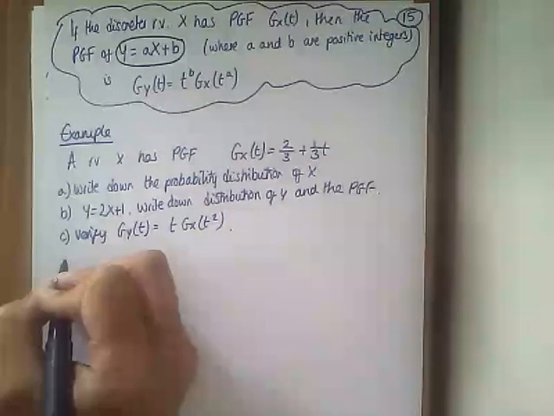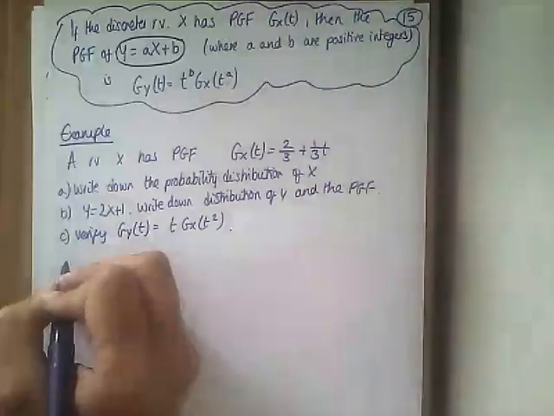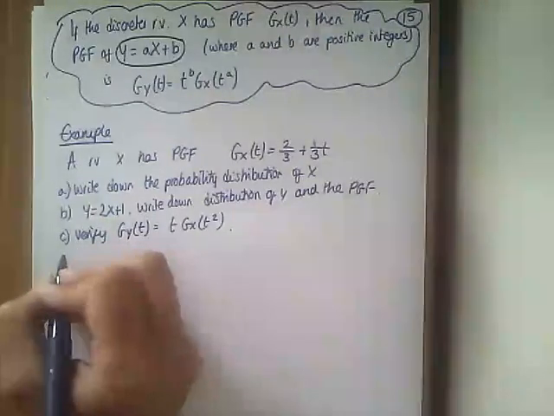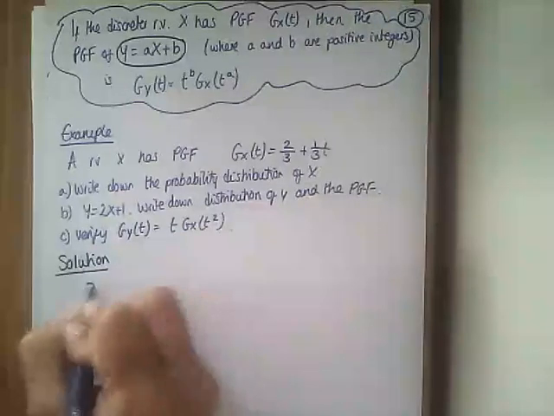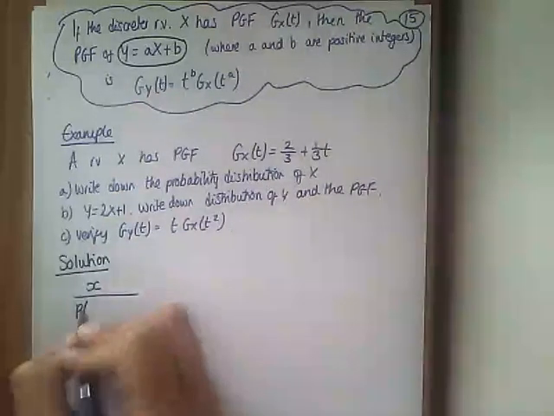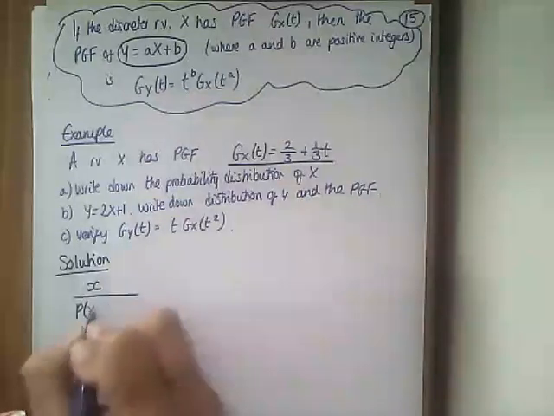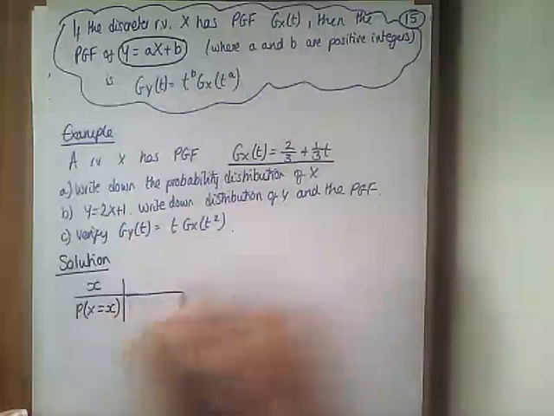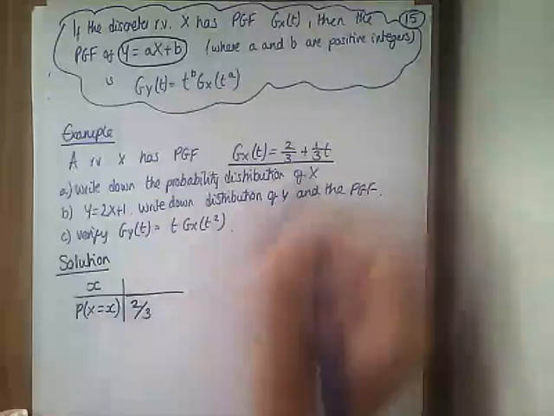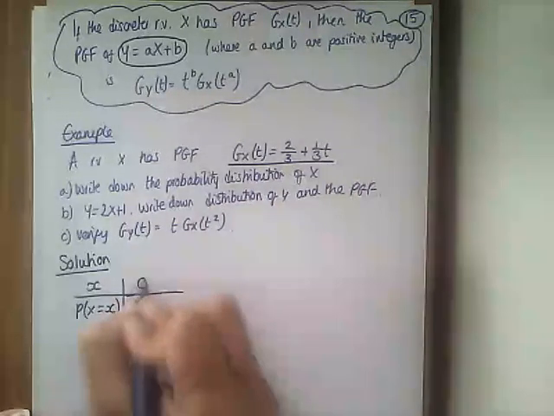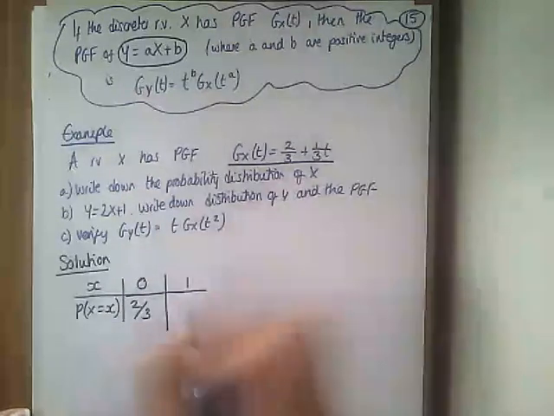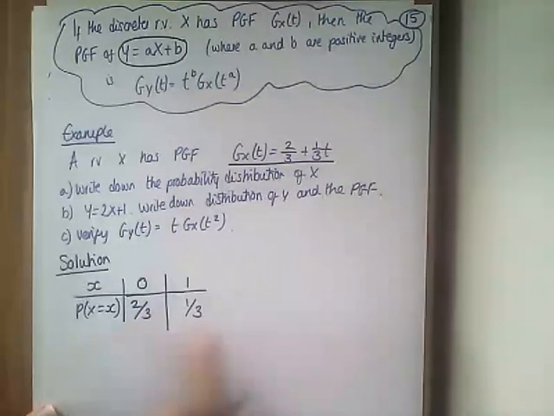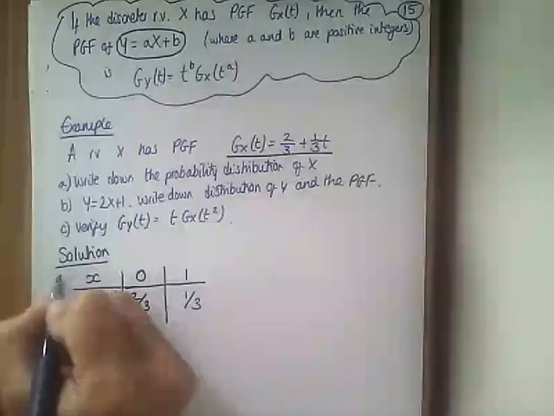Okay, so here we go with our example. So the first one asks us to write down the probability distribution of x. So we're going to do that in a little table. Obviously, here is our probability generating function. The coefficient is our probability, and the power is our option, so our x value. So our x value there is 0, our x value there is 1, that is a third. That is our probability mass function, that is our distribution.